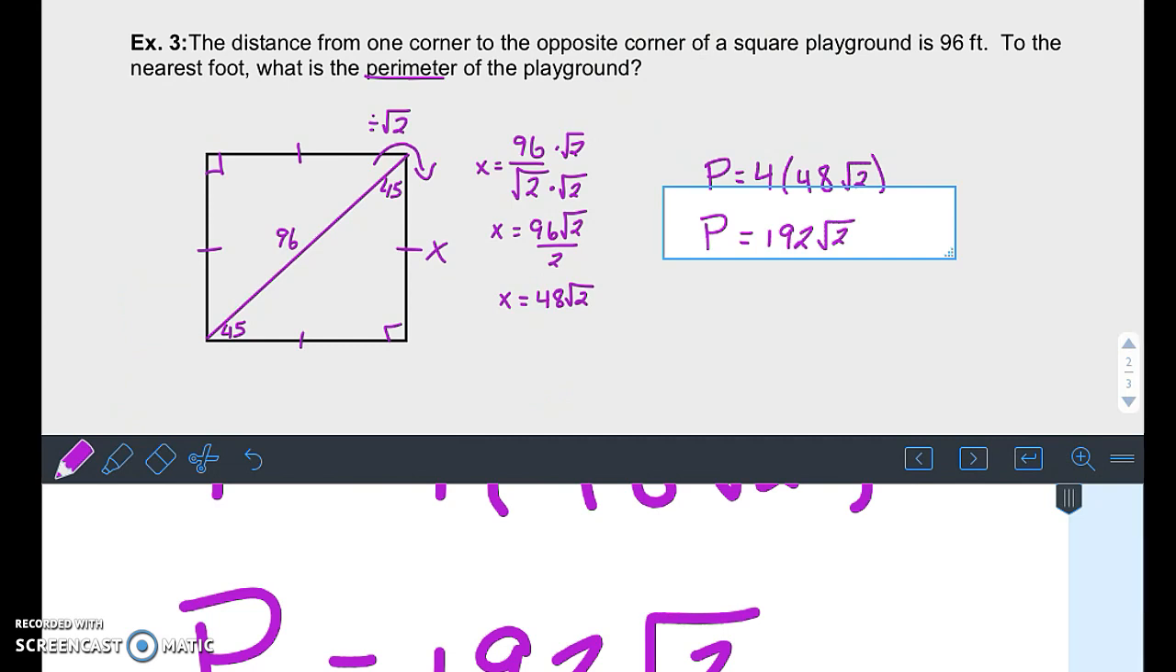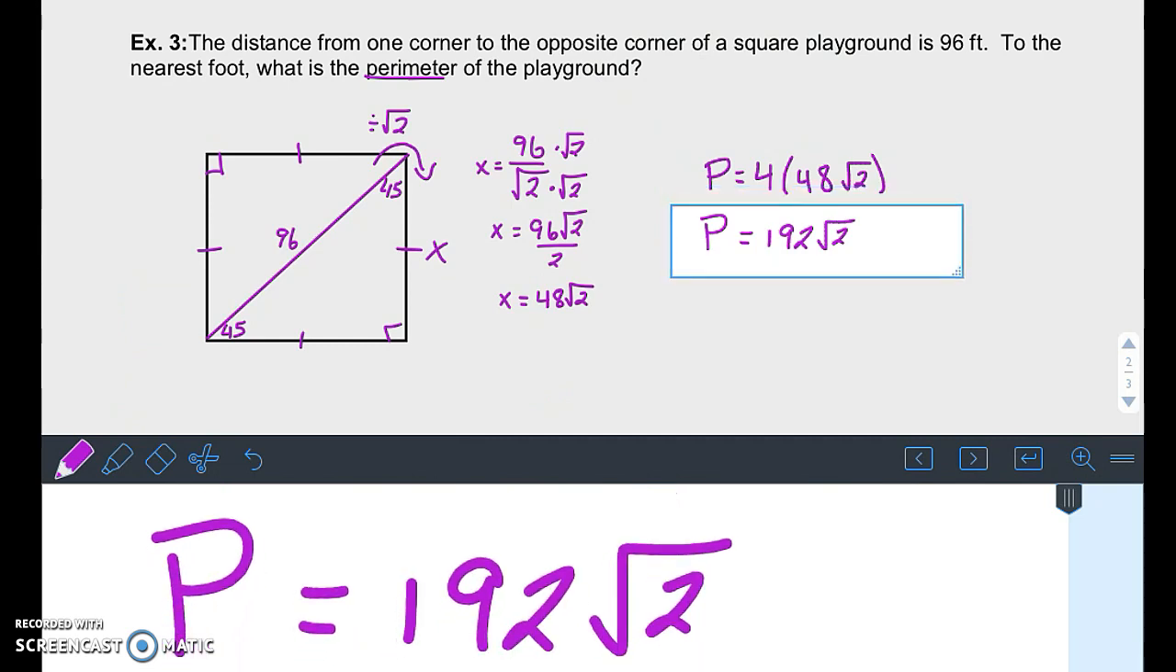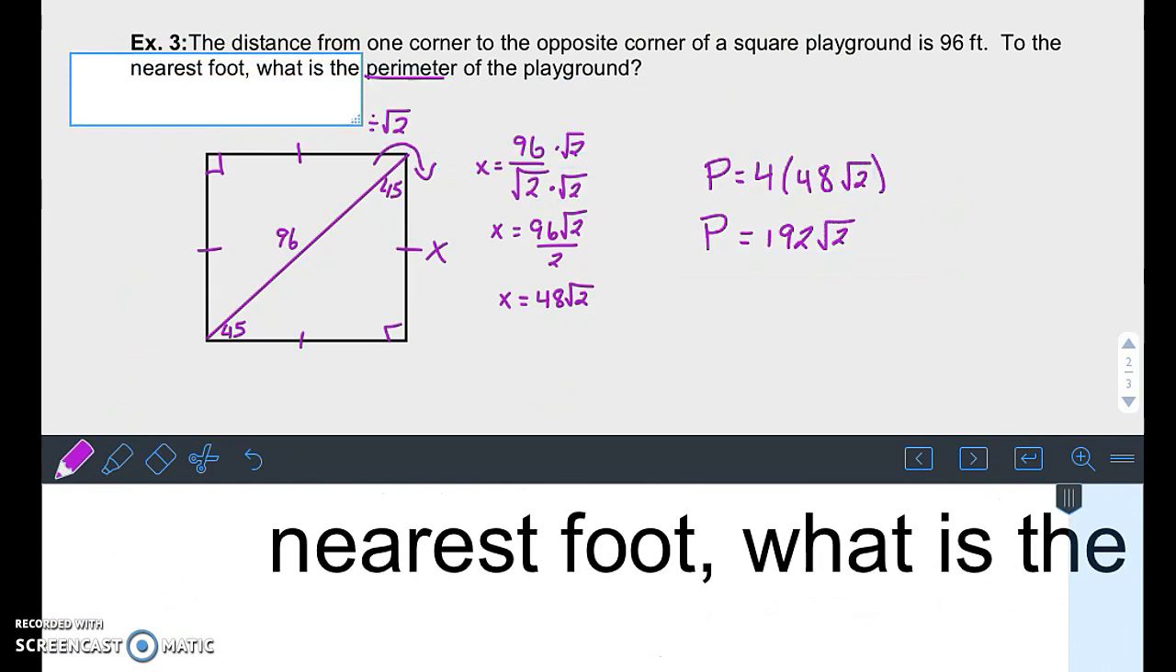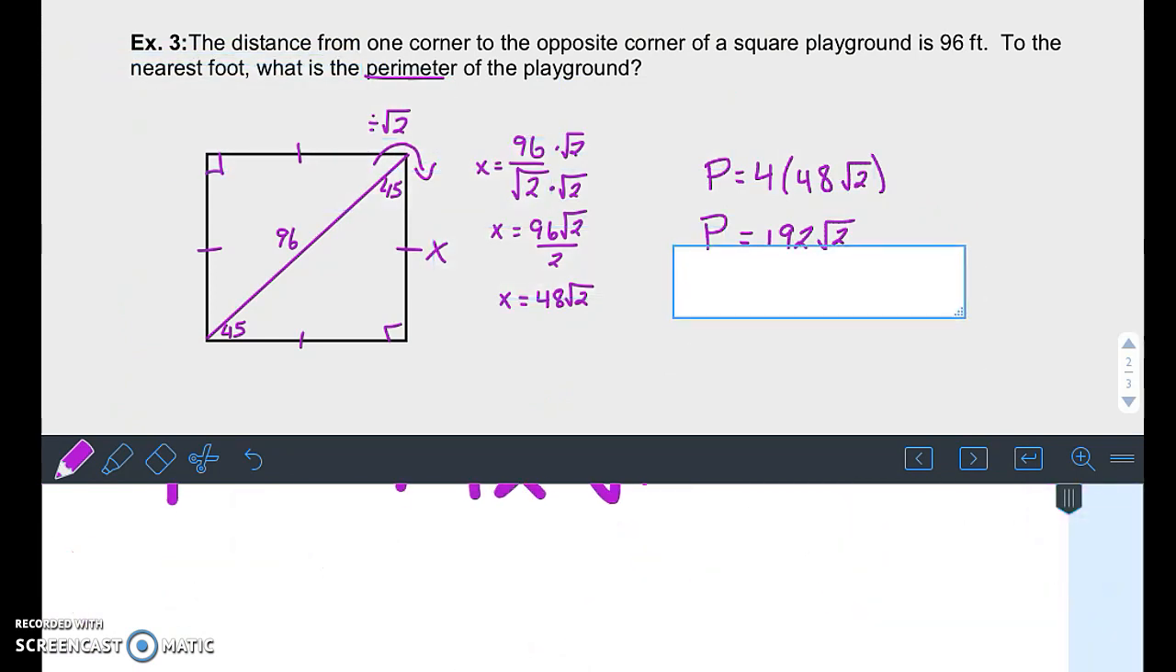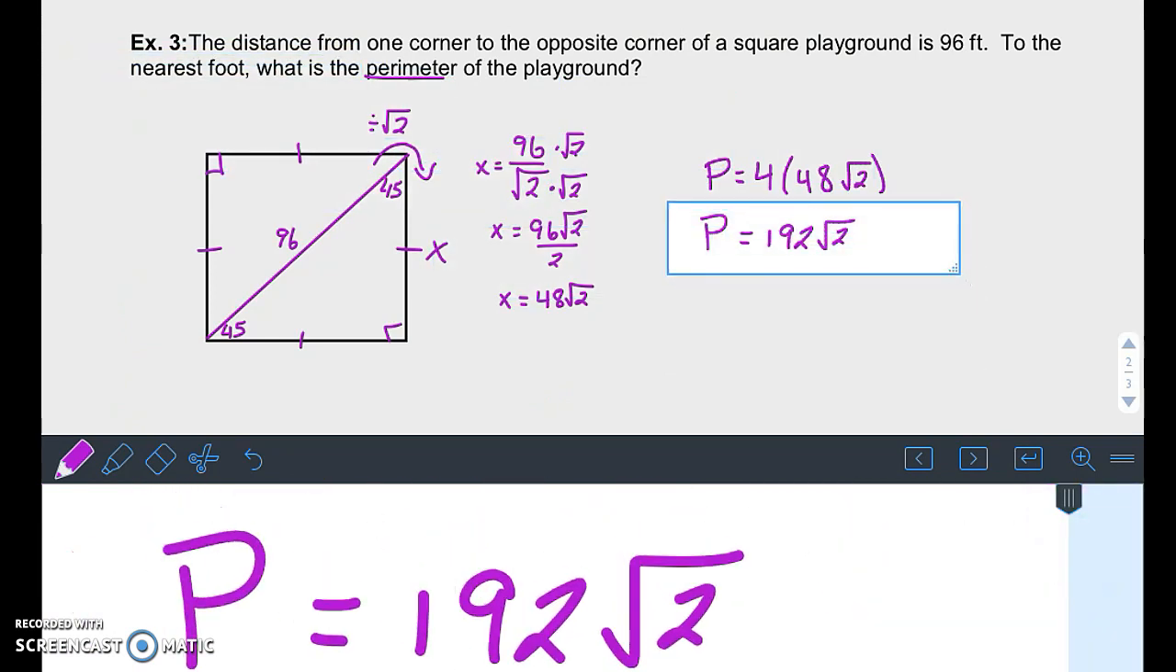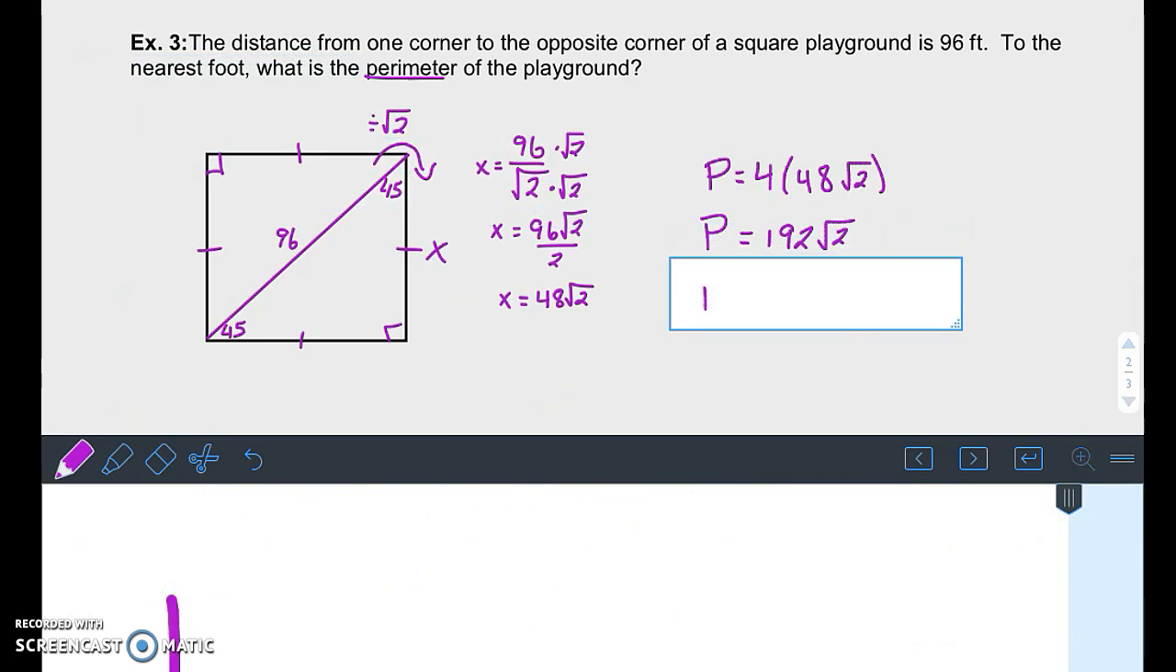Now, we are talking about a playground. And in the real world, we don't leave radicals the same the majority of the time. So it also says in the instructions to round to the nearest foot. So I'm going to plug into my calculator 192 times radical 2, and I'm going to get an approximation. That's why I squiggled the equal sign.